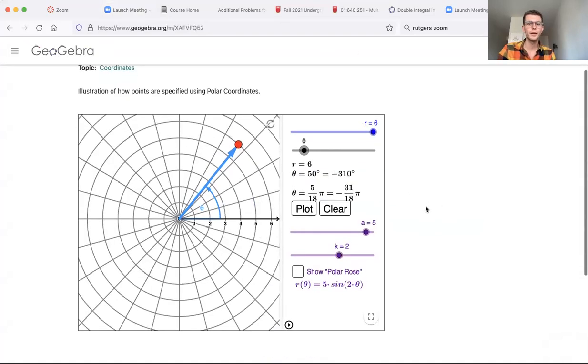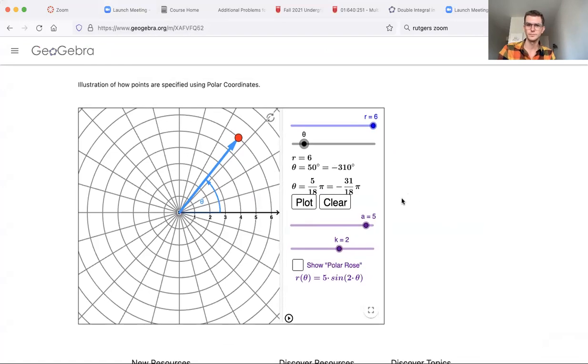Okay, here they are. Can everyone see this? Yes. Good.